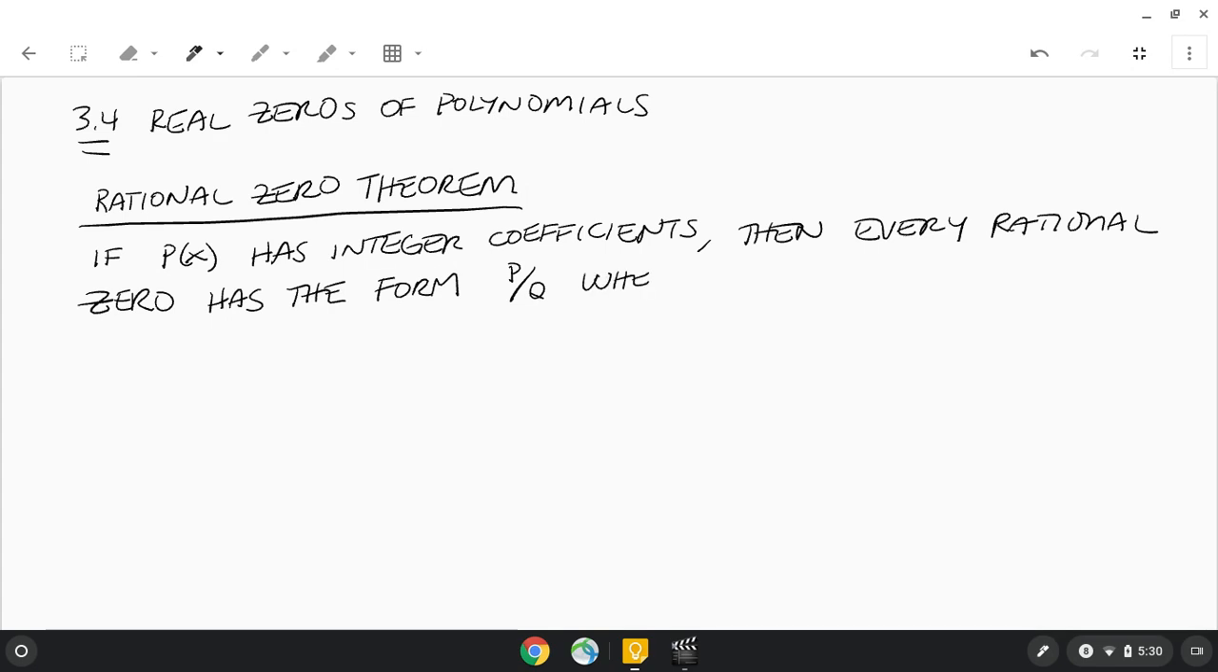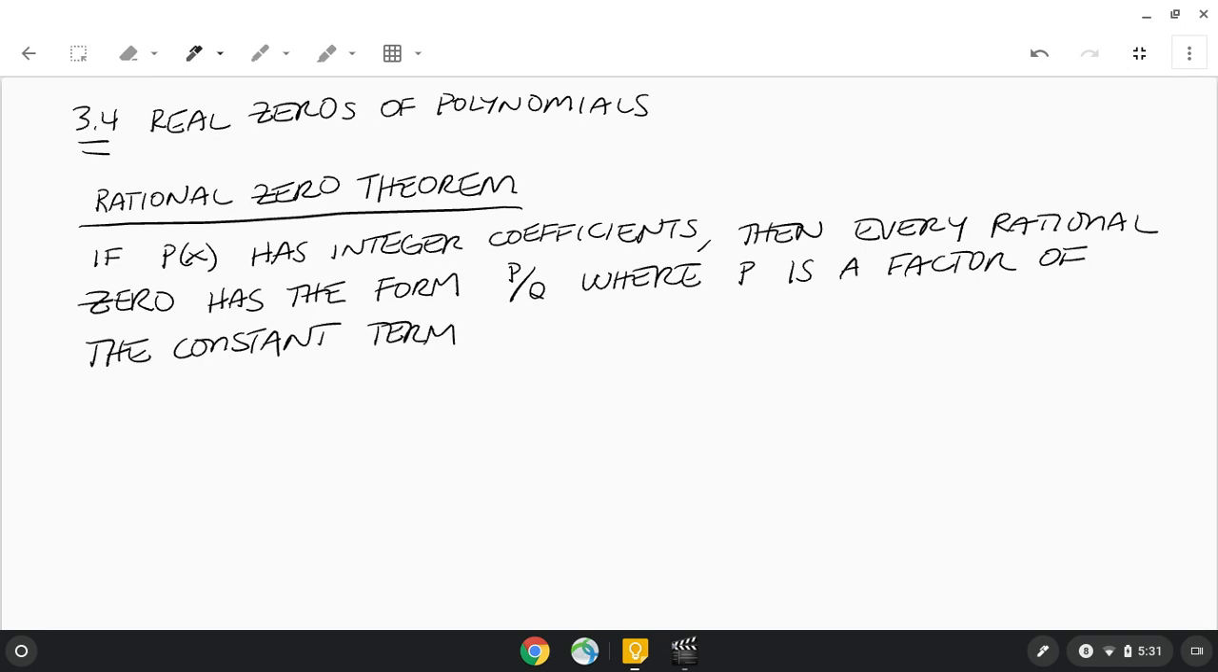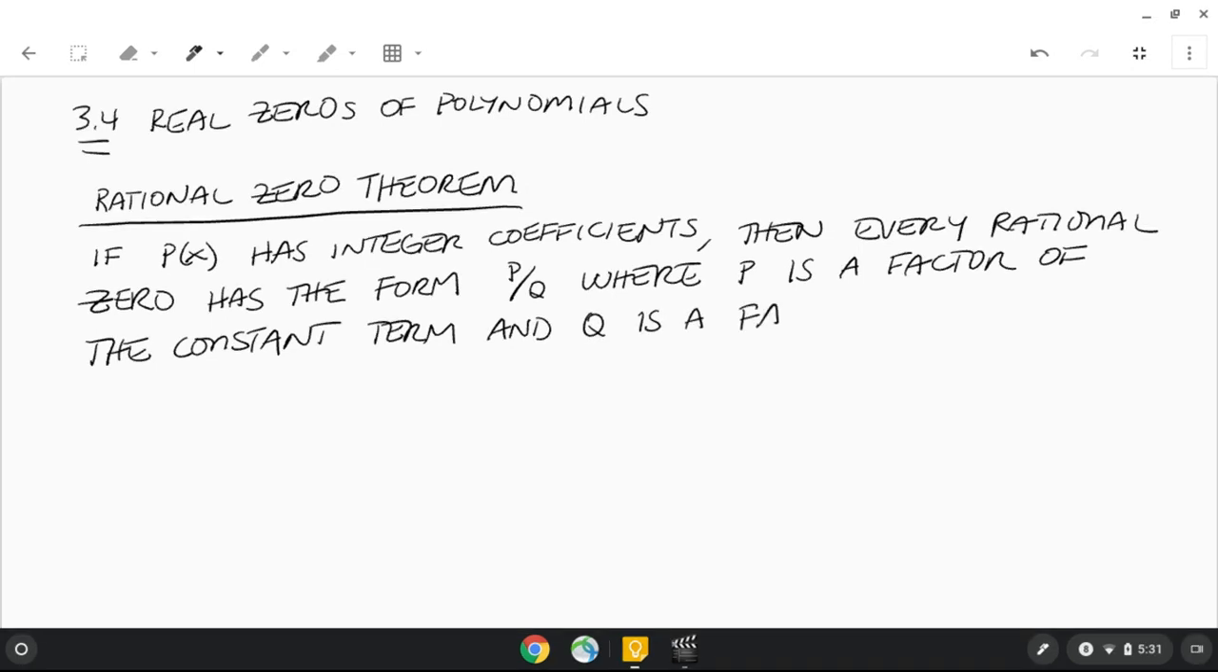where P is a factor of the constant, okay? And Q is a factor of the leading coefficient.